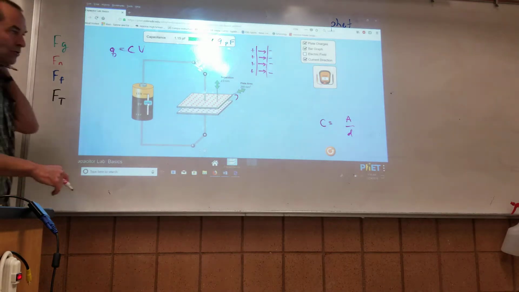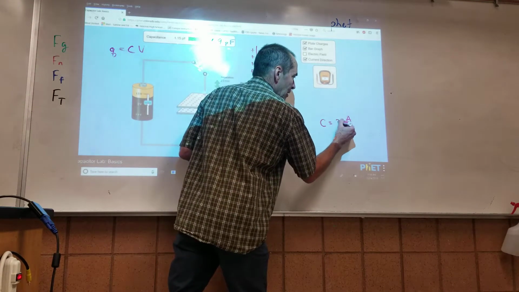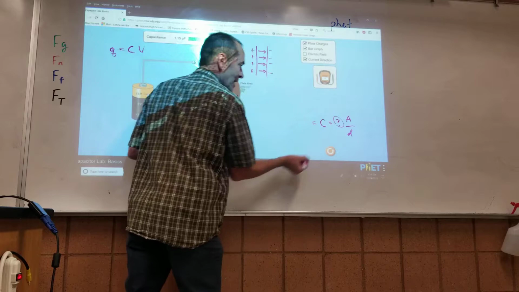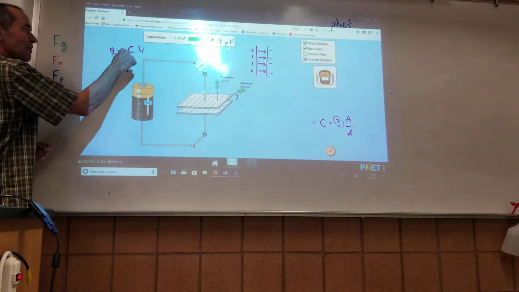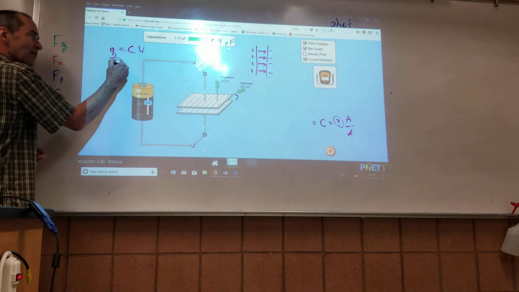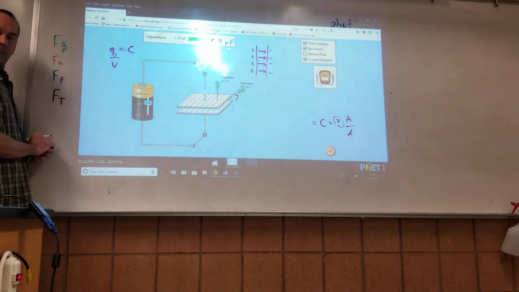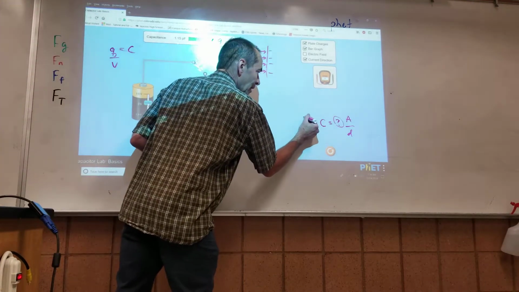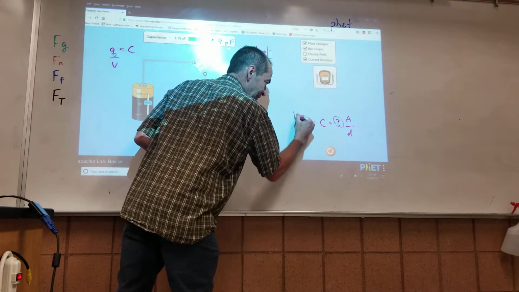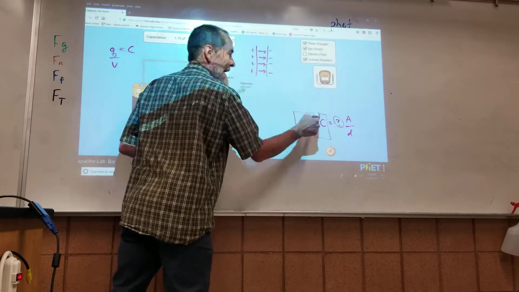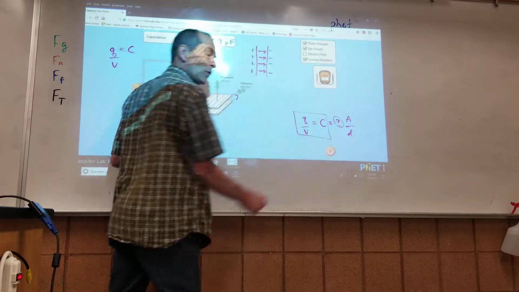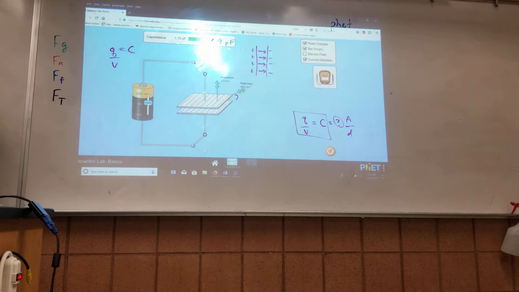So we have two alternate ways to think about C. It could be the ratio of the charge divided by the voltage, Q over V. And this is fundamental. But it's also related only to the area and the distance, and we'll finish that off in a little bit, but it's not going to happen today because we only have one more minute left.